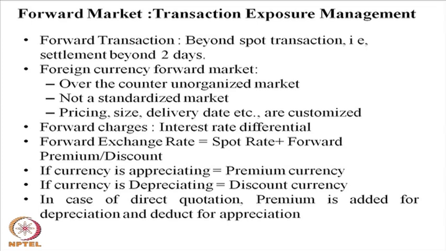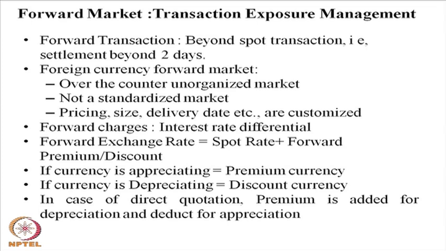If the currency is an appreciating currency, it will get a forward premium. A depreciating currency gets a forward discount. So, if the currency is appreciating, it is a premium currency; if the currency is depreciating, it is a discount currency. In a direct quote, where direct quotation means the home currency varies and the foreign currency remains constant, the premium is added for a depreciating currency and it is deducted for an appreciating currency.